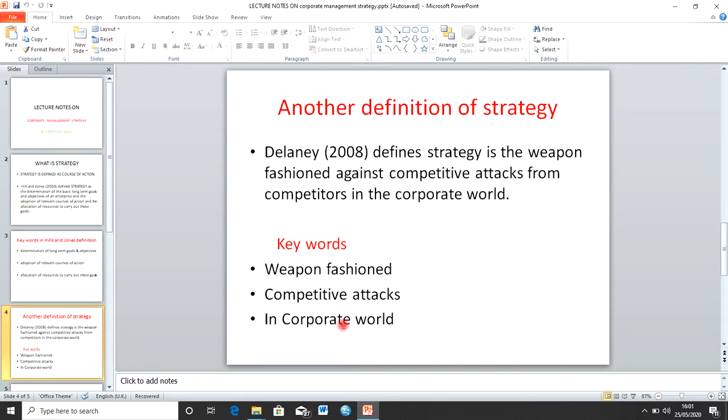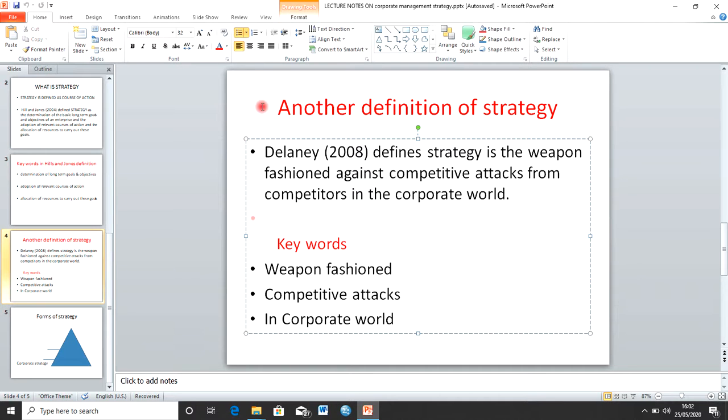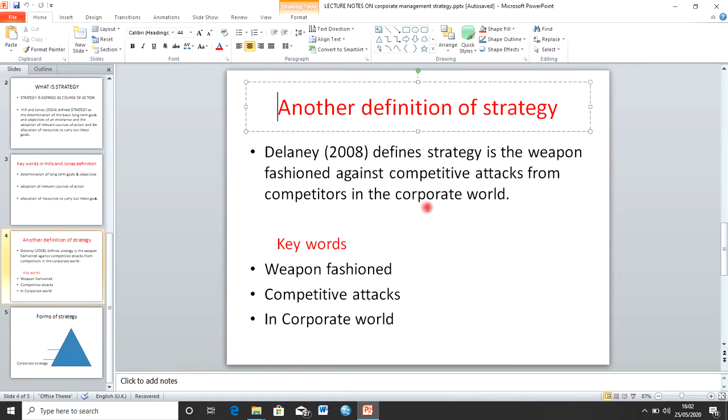That is, it is not individual competition, it is industry competition, it is corporate competition. So when you develop a weapon to fight, to remain relevant in a business or in an industry, by making sure that your competitors are not bringing you down, that is what strategy is all about, according to Delaney in 2008.